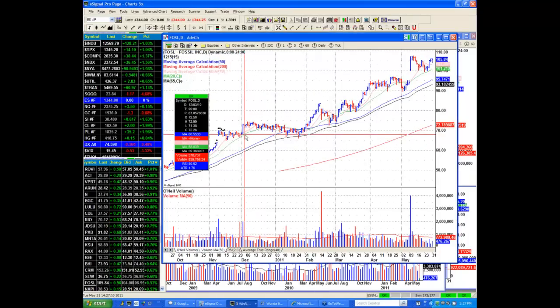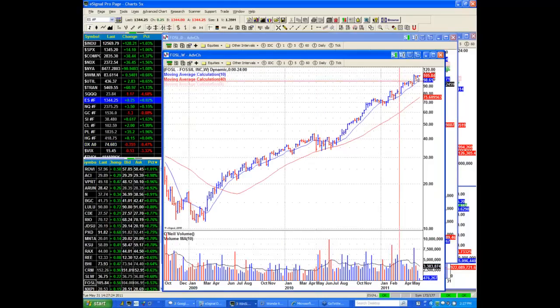Fossil is one that's actually pretty good. That actually looks okay. It's holding the gap up. So if you had a 6% downside stop, you could actually buy this gap up here, which is a buyable gap up, and it's held. It had a little bit of a drop below here intraday, but it closed above, and now it looks like it's setting up and wanting to go higher.